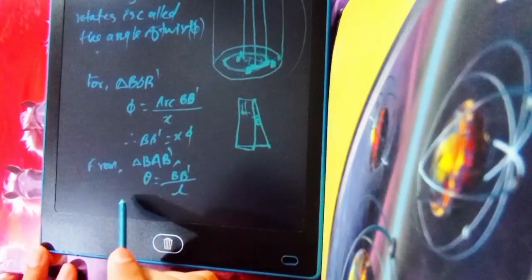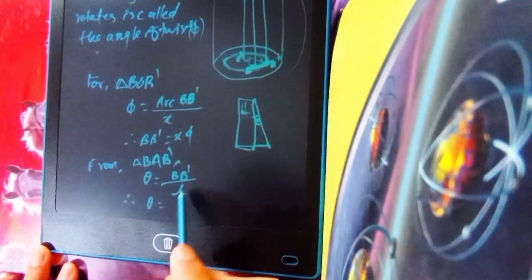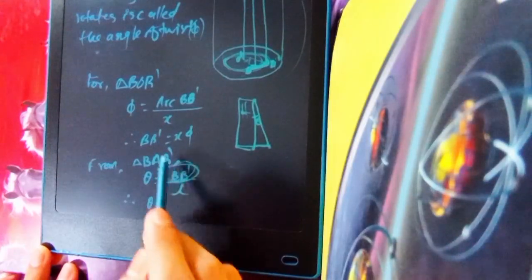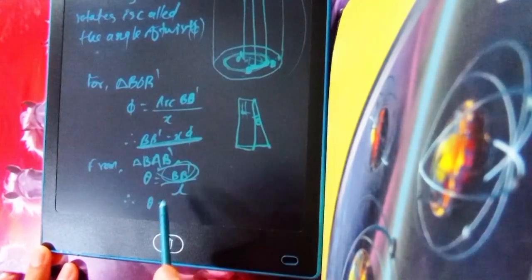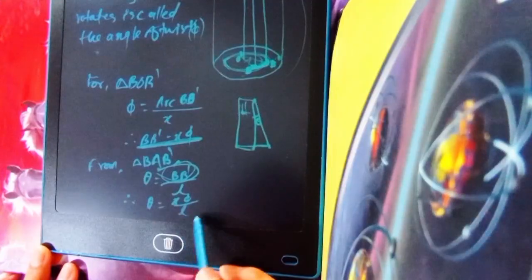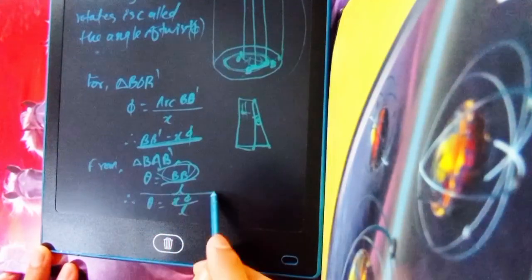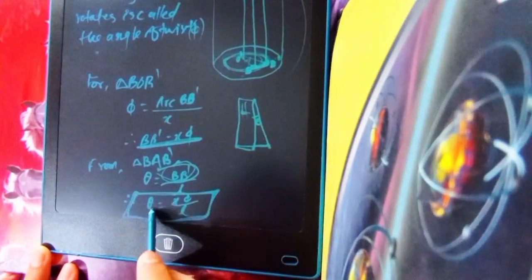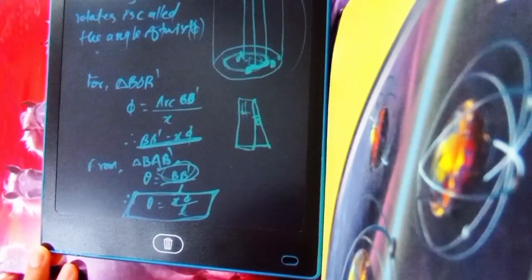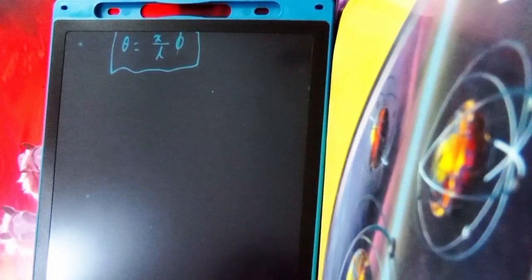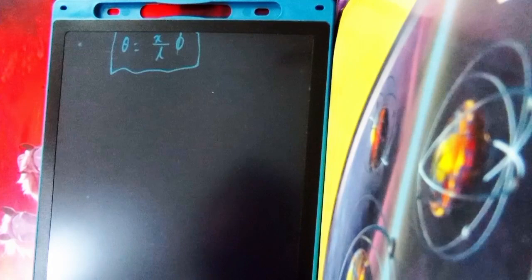So from this we can conclude that theta is equal to BB dash, that is xy by L. Just remember this topic: theta is equal to x by L into phi. So we were up to here, theta is equal to x by L into phi.